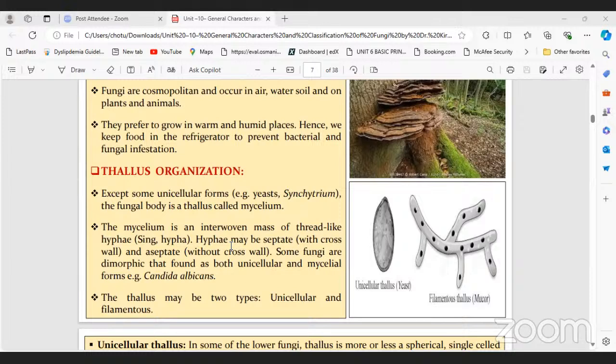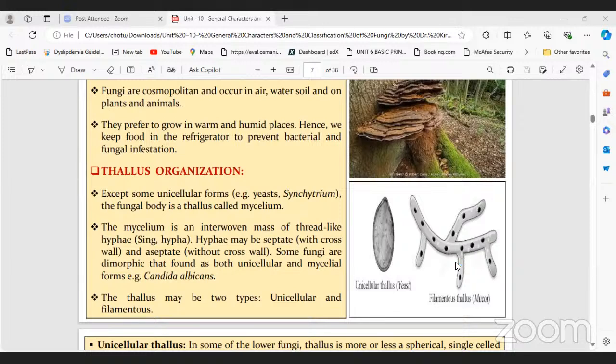Each of these daughter branches behaves like the parent hyphae and forms secondary and tertiary branches behind their tips. You can observe the hyphae here; see, this is a hypha, and how the tips develop.